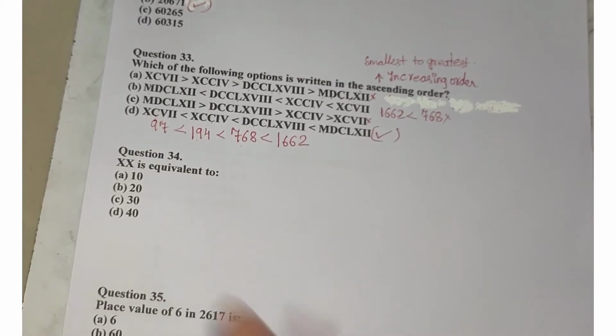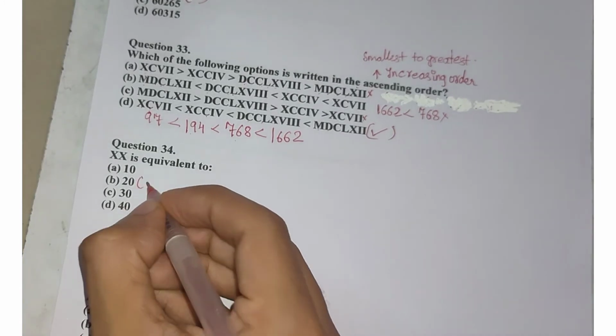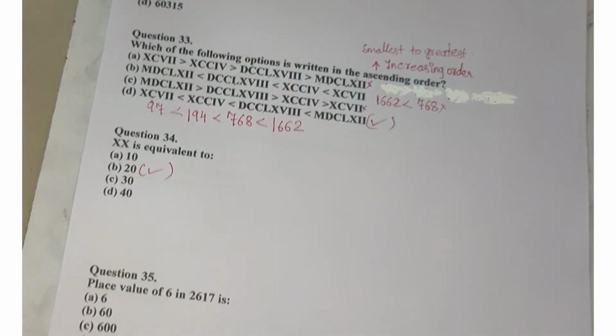Okay, now X and X is equivalent to, we know X is representing 10, so 2 times X will be representing 10 plus 10, that is equal to 20. So it will go with option B.